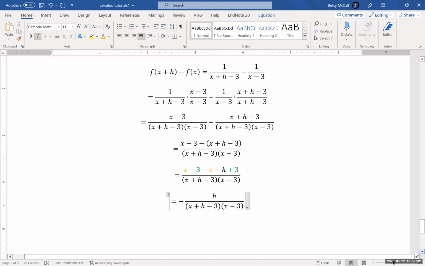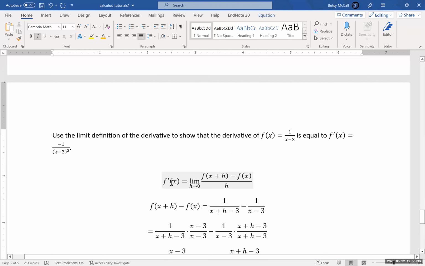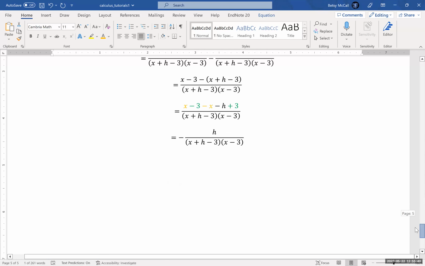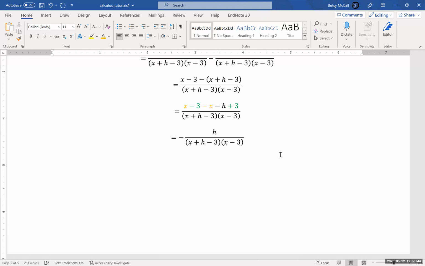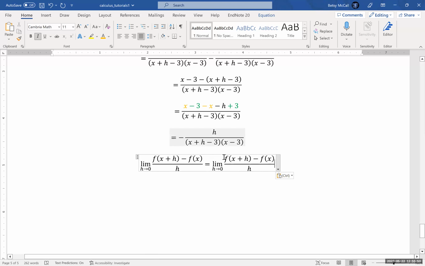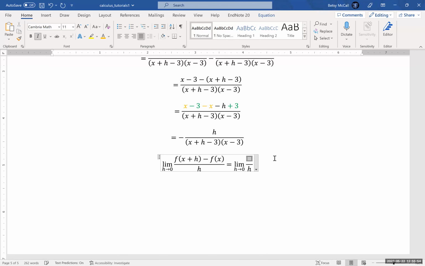Now, that is just the numerator. So now what we're going to do is go back to our limit definition. And we're going to put everything together. This is our limit definition. And so this is going to be equal to this numerator, which is this thing.